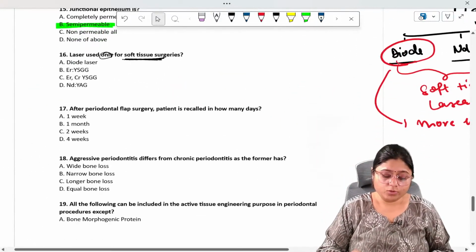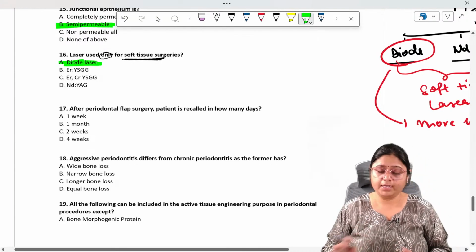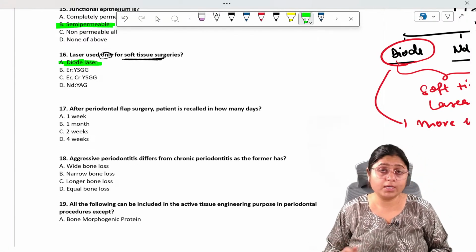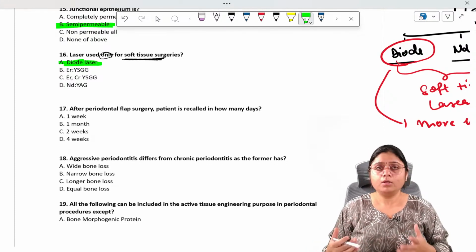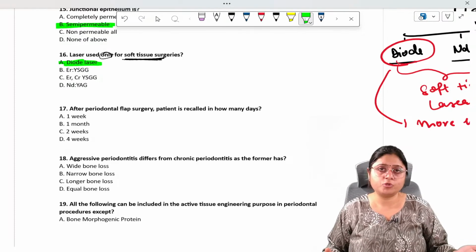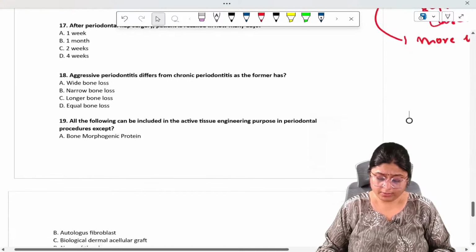Okay. So the answer to this question will be diode laser. Don't ask me if Nd:YAG is a hard tissue laser. No, Nd:YAG is not a hard tissue laser. It is a soft tissue laser but less commonly used because it is more expensive and we have a cheaper option available, right?